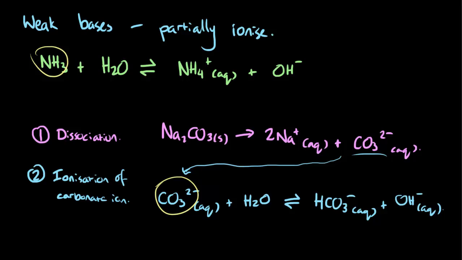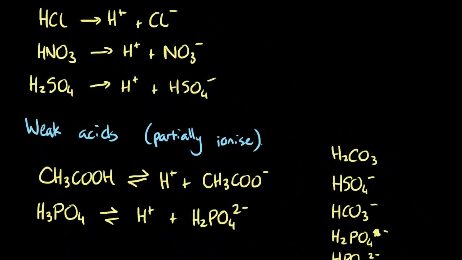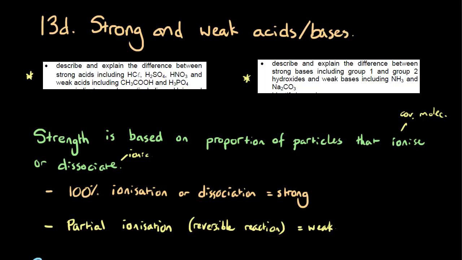Some tips for you to remember. Basically, you need to know which things are strong and which things are weak. For the acids, HCl, H2SO4 and HNO3 are strong. All the other acids are weak, and you should show them with reversible reactions when they ionize. For the bases, it's the group 1 and group 2 hydroxides that are strong, and other bases such as ammonia and the carbonate ion are weak.